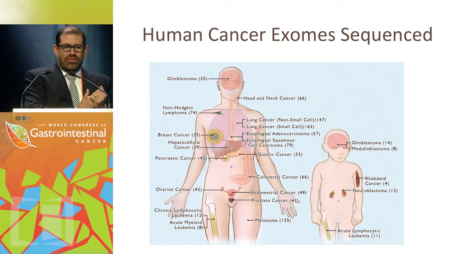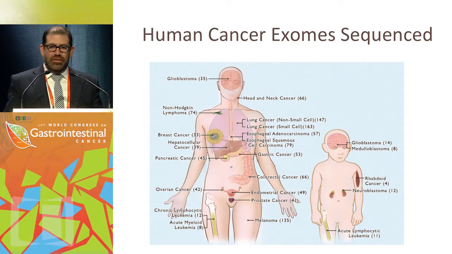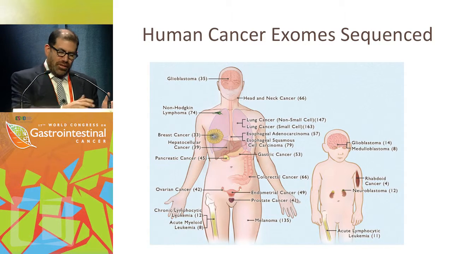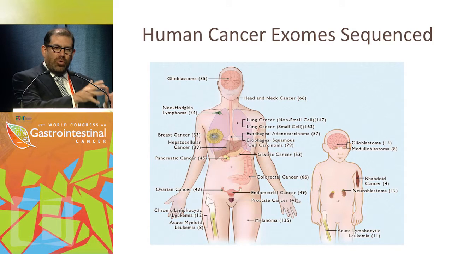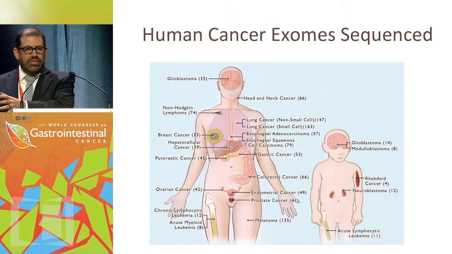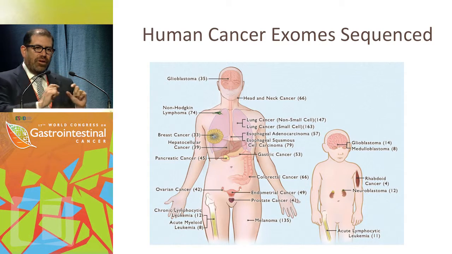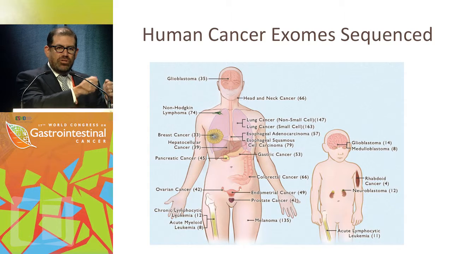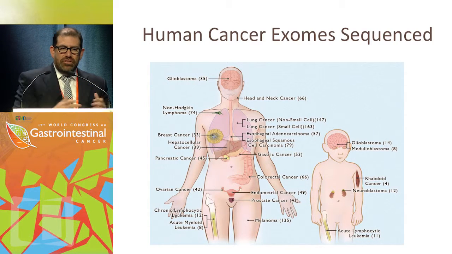So we've sequenced virtually every tumor type out there. And what do I mean by sequenced? Currently, we're sequencing the coding regions of the genomes of these different tumor types by looking at the tumor and the matched normal from the same patient and identifying what's called somatic mutations, mutations just in the tumor of these different tumor types.